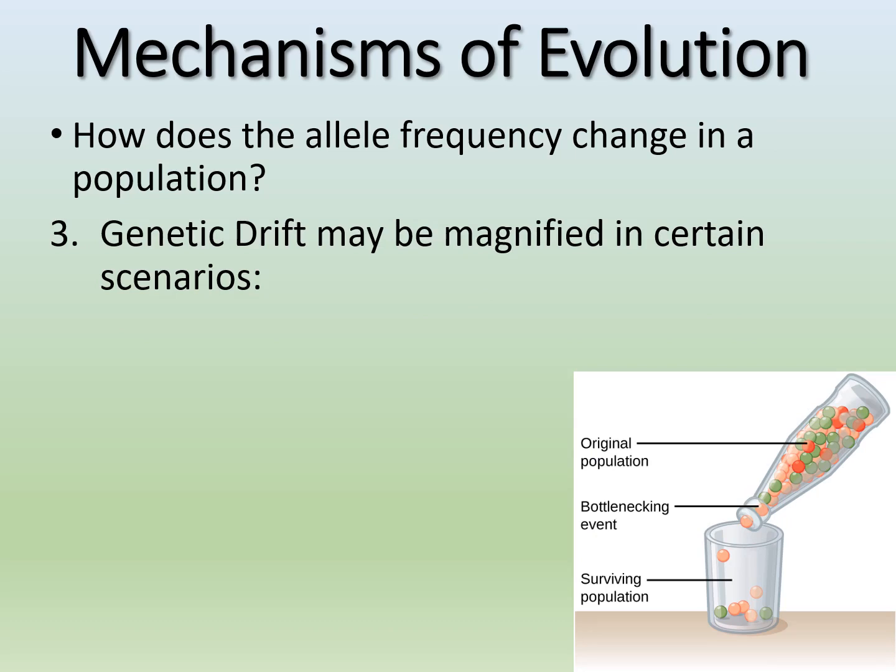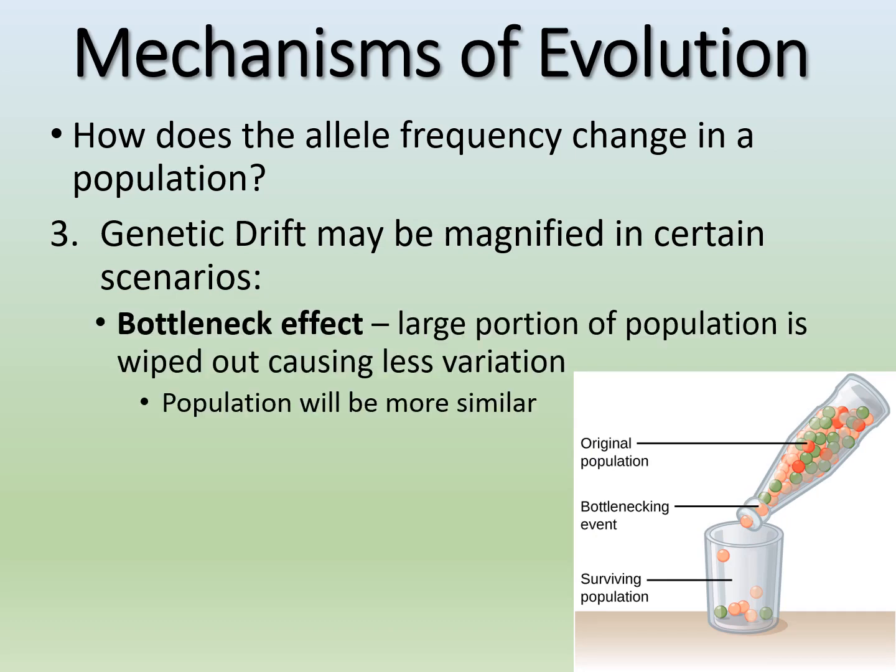Now, genetic drift can be magnified in certain scenarios. So what does that mean? We said that it has the most effect on small populations, but in a certain scenario, we have what's called the bottleneck effect, where a large portion of the population is wiped out. This could be a natural disaster or something like that, but essentially you wipe out a large portion of the population, which causes less variation within the population. So the population will become more similar to each other.